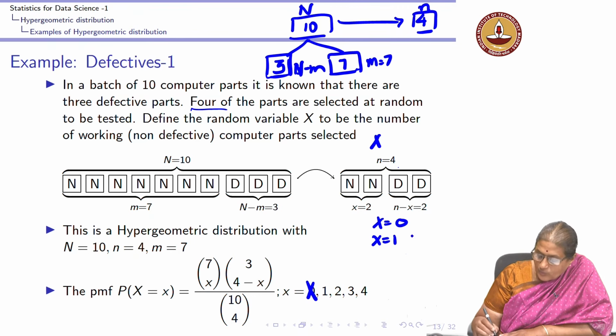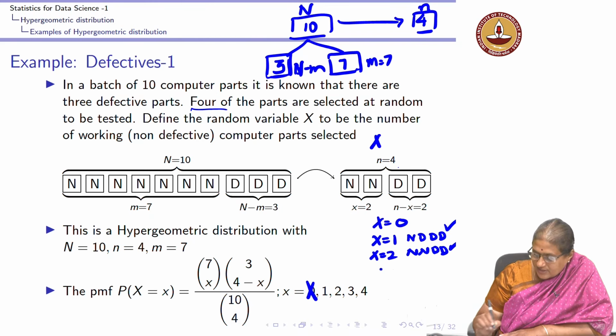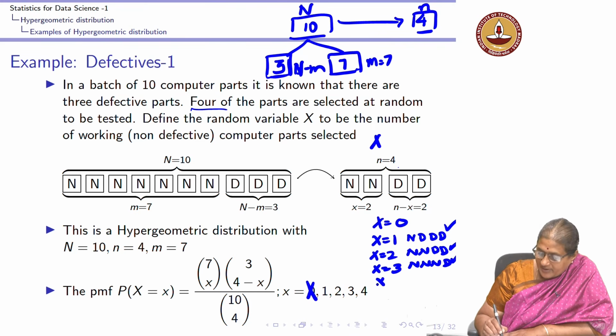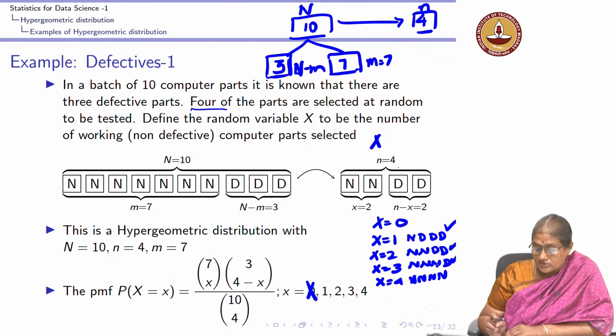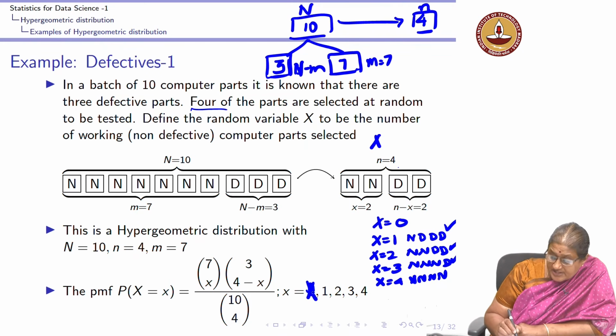X equal to 1 would imply that I have 1 non-defective and 3 defective. This can happen. X equal to 2 would imply I have 2 non-defective and 2 defectives. This can also happen. X equal to 3 would imply I have 3 non-defective and 1 defective. This can also happen. And x equal to 4 says that I have 4 non-defectives, which can also happen. So, the values this x can take are 1, 2, 3 and 4.